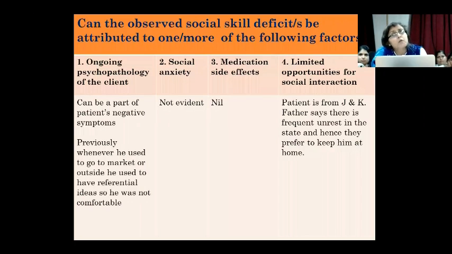When it comes to limited opportunities for social interaction, which will be a very important point when we plan an intervention for the patient, he's from Jammu and Kashmir, and the father says that there's frequent unrest in the state, so they prefer to keep him at home. So as you can see, there's limited opportunity. The patient was not provided an opportunity for the kind of social interaction which he would otherwise have had.